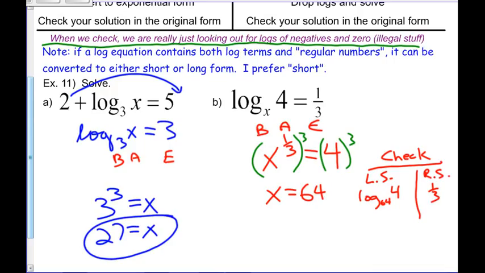Right away, we can see there's nothing illegal happening here. You're allowed to have a base of 64. It's having a base that's negative that's trouble. So this is going to be fine, and if you thought it through, yes, log base 64 of 4 is 1/3. So this is a great solution.